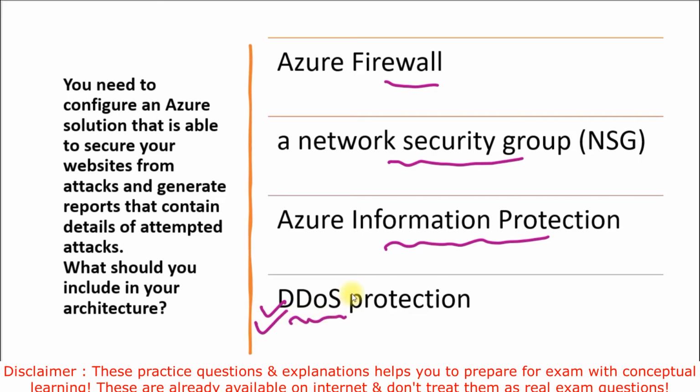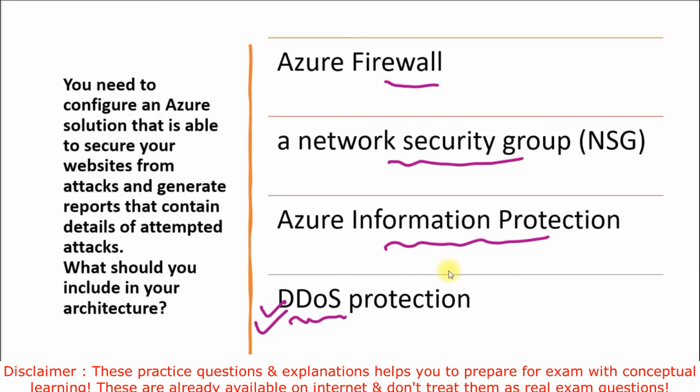DDoS stands for distributed denial of service. What exactly is it? DDoS is a type of attack that tries to exhaust our application resources. That means that an unauthorized person sends so many requests that our server gets hung and our application is not able to respond to legitimate queries. So in this way, it will not work at all. So for this one, we will use DDoS protection.